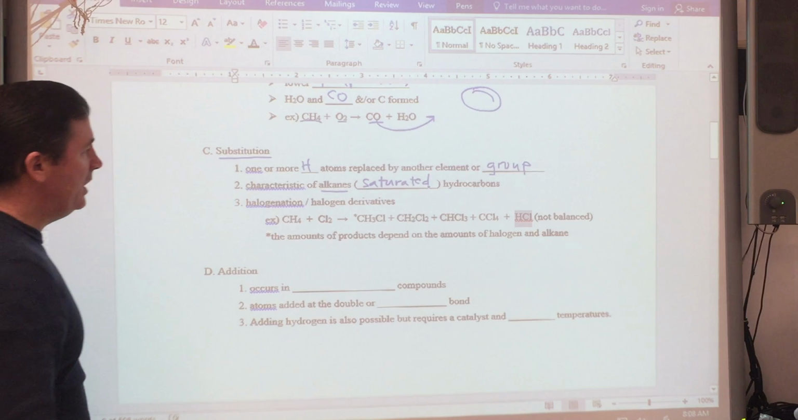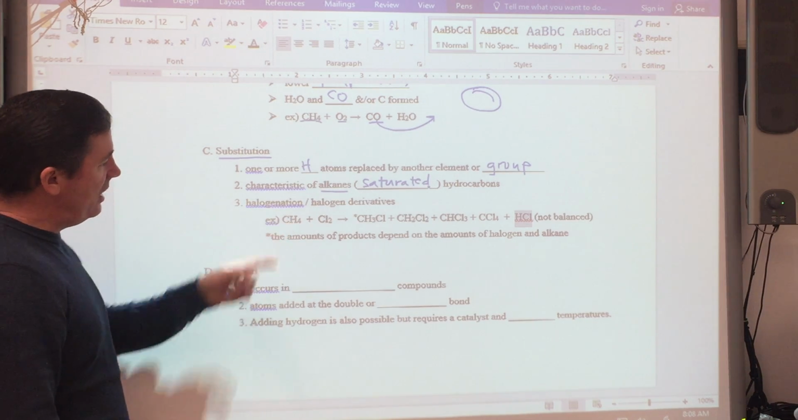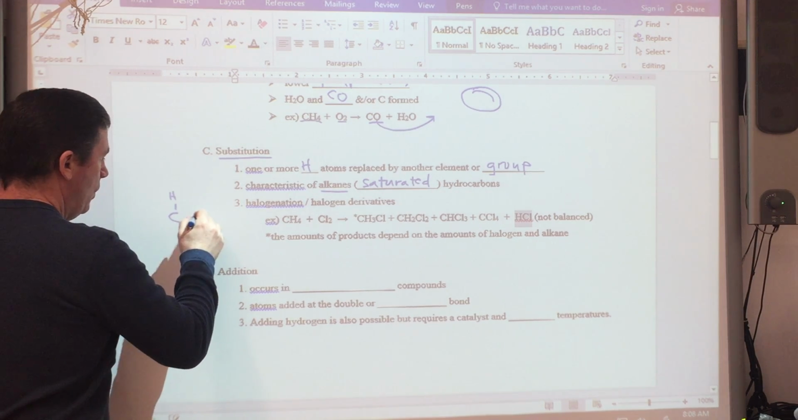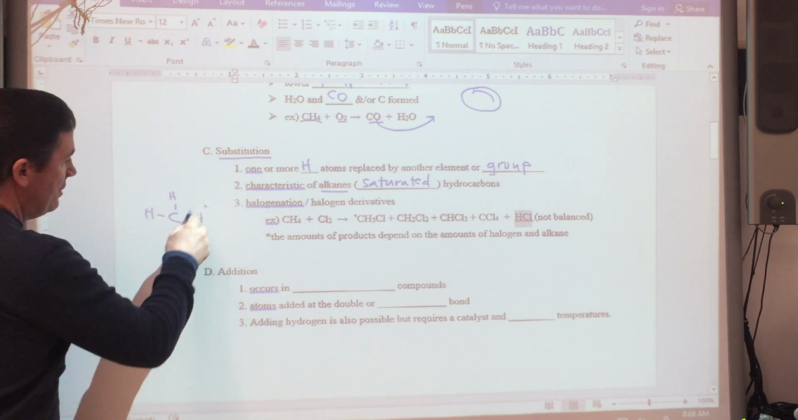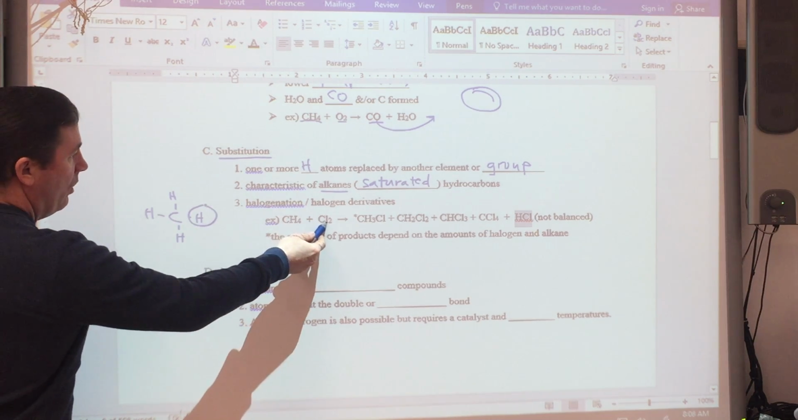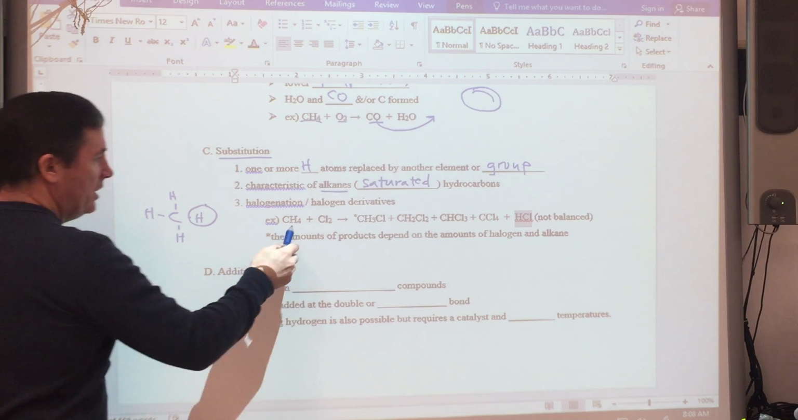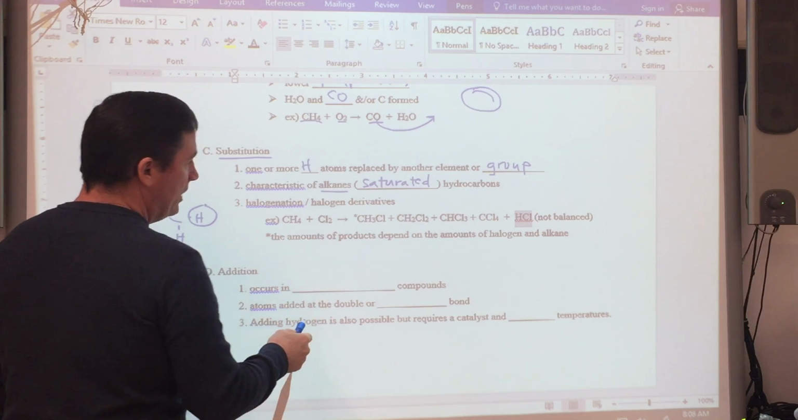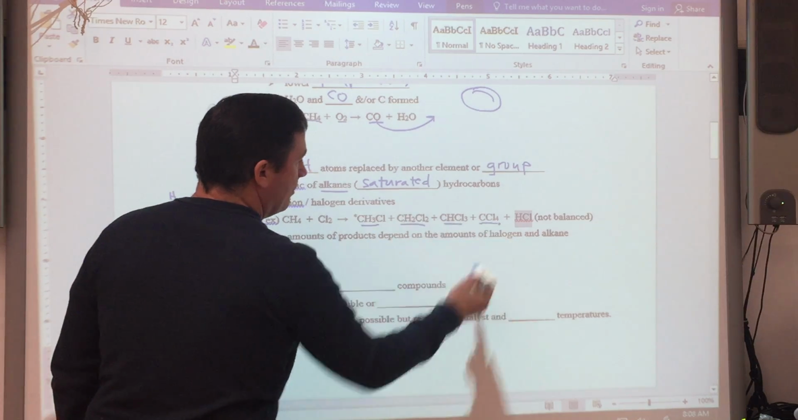So in order for me to put anything else on methane, for example, I have to kick off the hydrogens, one or more of them. So this has to be substituted for by a chlorine. Okay? So here's a typical reaction. We would take methane and add chlorine gas to it, and you can get all these different kinds of products.